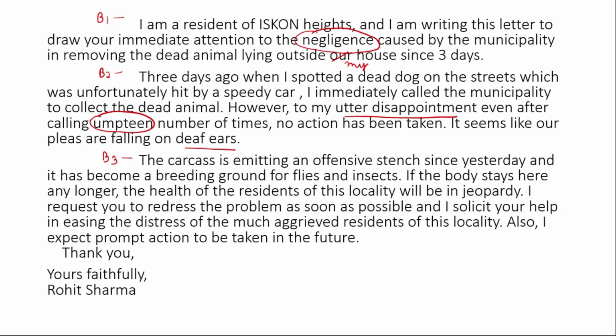B3. The carcass is emitting an offensive stench. Obviously, 3 days it's lying there, so it has been emitting an offensive stench since yesterday, and it has become a breeding ground for flies and insects. If the body stays here any longer, the health of the residents of this locality will be in jeopardy. Jeopardy is danger, yes. I request you to redress the problem as soon as possible, and I solicit your help in easing the distress of the much aggrieved residents of this locality.